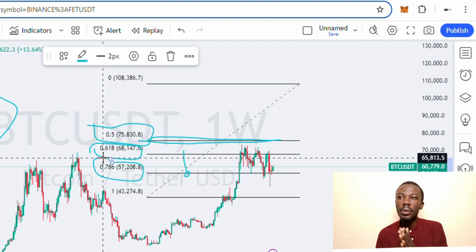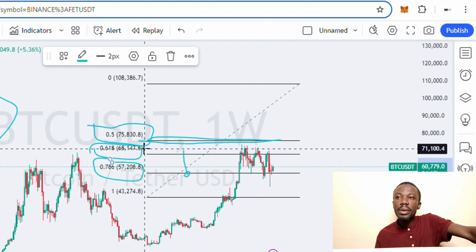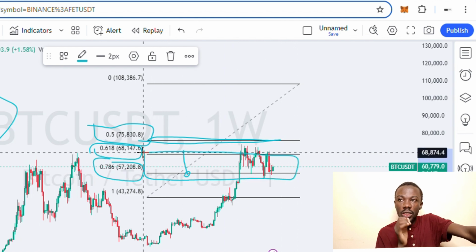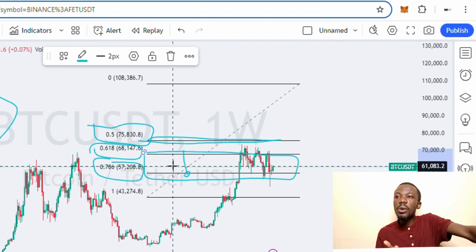Also on your Fibonacci tool, take those regions as very important, because in this zone here, we say price is at what? At discount. Price is now at discount. You are buying cheaply if you are really buying. Now the opposite is the same.